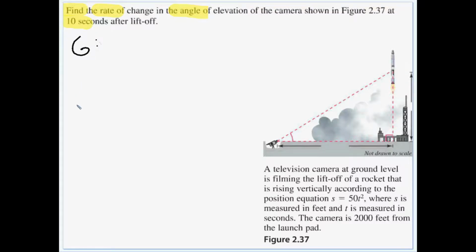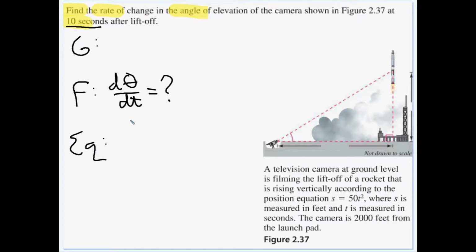Given, find, equation. Find rate of change of the angle. So we want to find how the angle is changing. That's going to be d theta dt. And our when, 10 seconds after liftoff, when t equals 10.